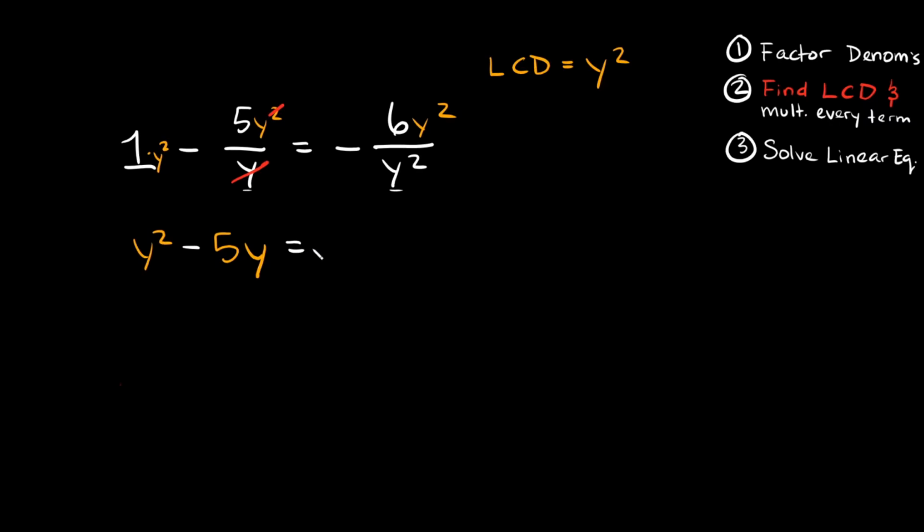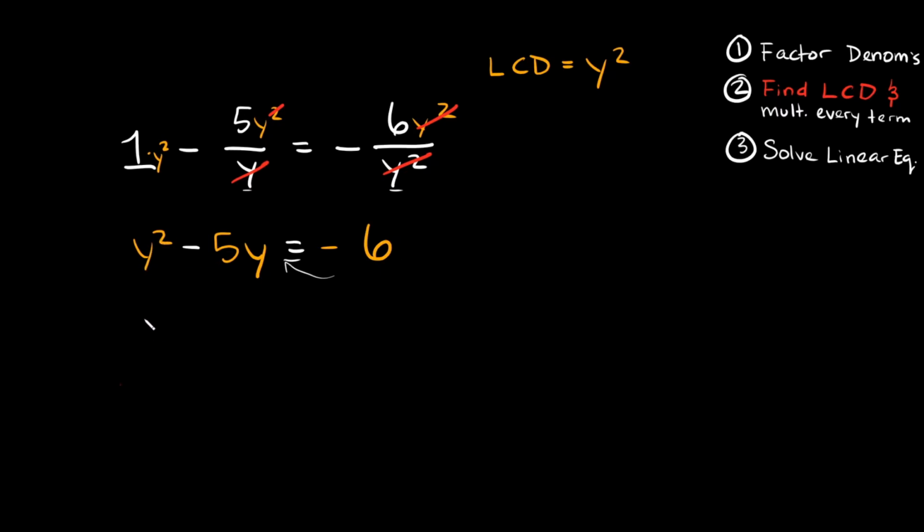And then that's going to be equal to, here, this y squared is going to cancel out with this y squared on the bottom. So we're just left with negative 6. Now we're left with y squared minus 5y is equal to negative 6. It almost looks like a quadratic, but the only difference is we'd have to move this negative 6 to the other side. So let's do that.